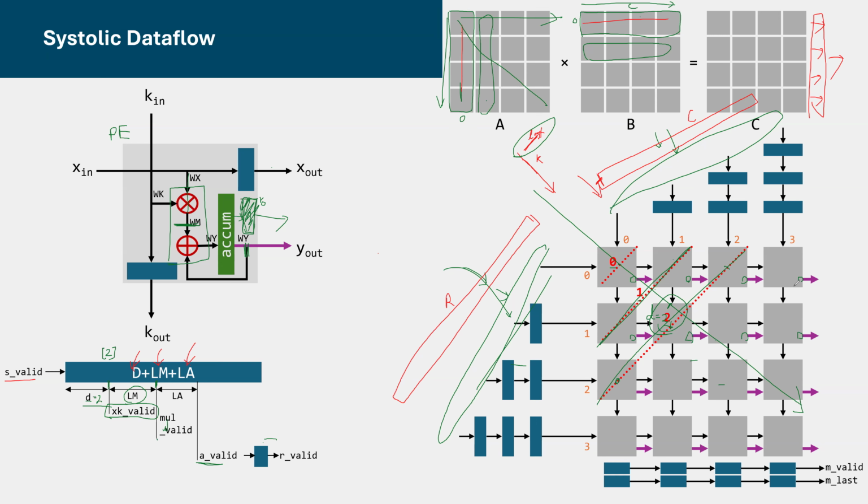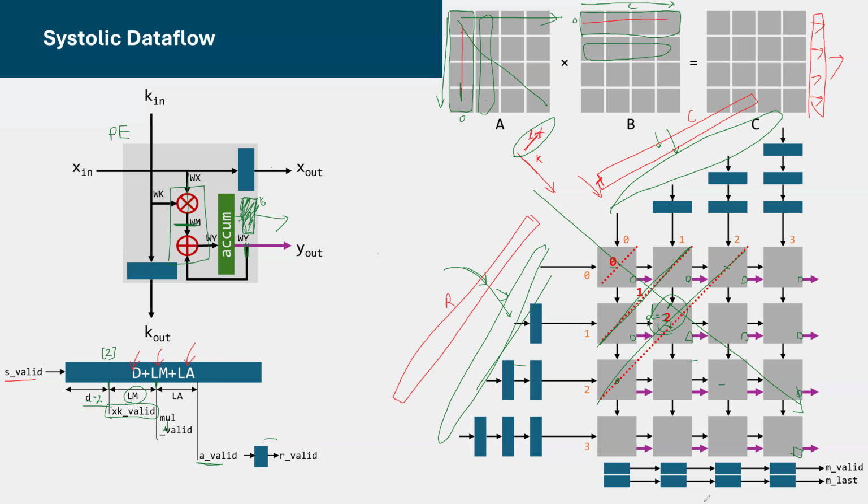Now we want to shift the data from the internal register to the output. But when can we do that? To do that, we need all these registers along this output column to have valid data. So all these registers along this output column should have valid data.